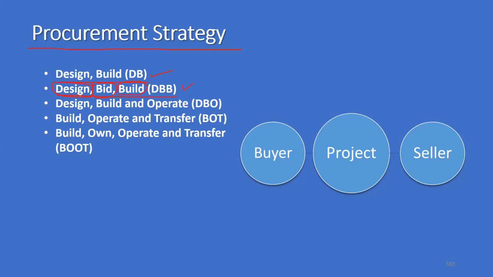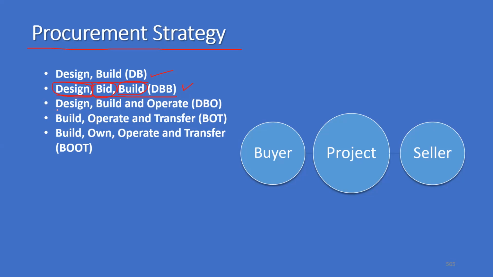So I can compare the designs of multiple contractors. I can compare the cost against those designs of multiple contractors. Then I can evaluate the build criteria, then award the contract. That is design, bid, and build.